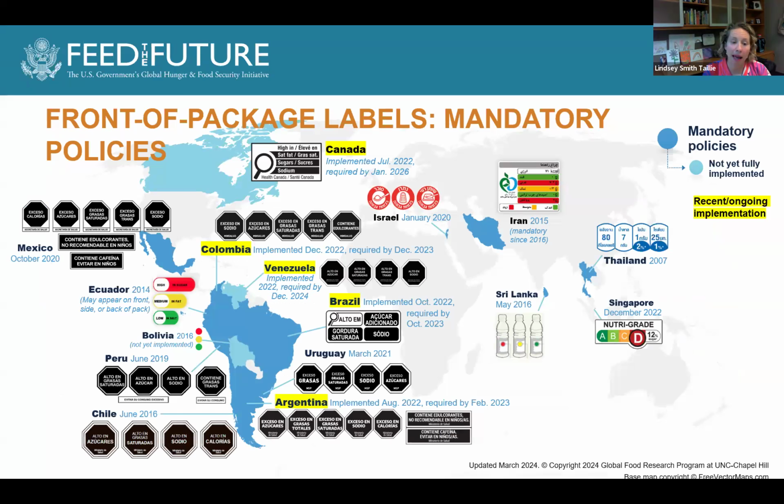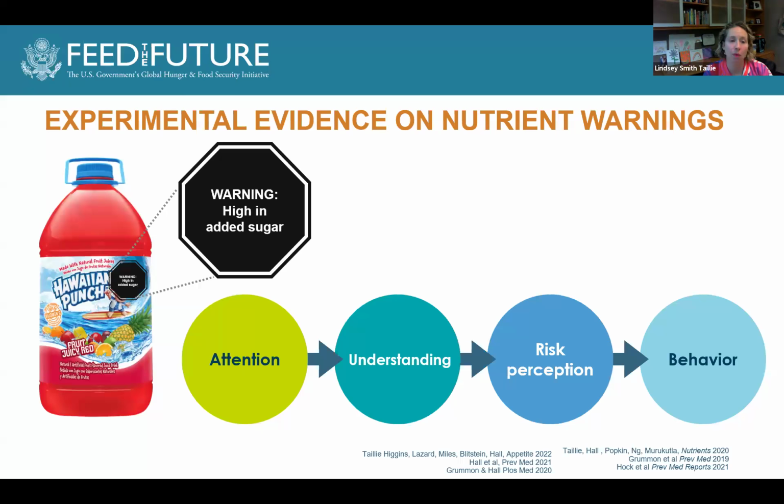So this is a map of the front of package labels that exist around the world, specifically those that are mandatory. So these are required by governments. And this is really important because we know that when these types of labels are not mandatory, that companies will selectively apply them only in situations that benefit the company. So these are countries that require these types of labels. And what you'll notice is that the left half of the map in the Americas is really covered by a specific type of label, which is a nutrient warning label.